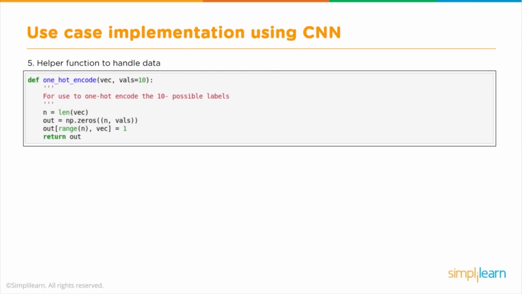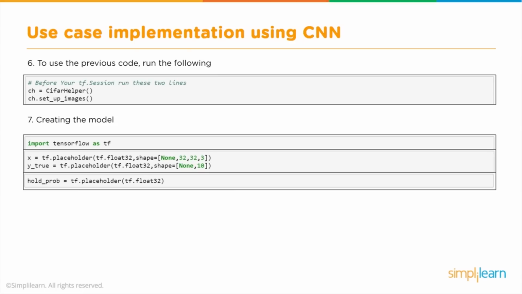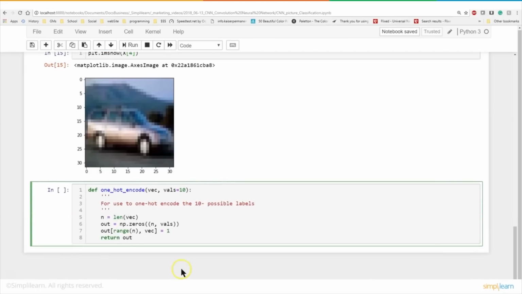So the next step is we're going to start creating some helper functions. We'll start with a one-hot encoder to help us when we're processing the data. Remember that your labels can't just be words. They have to be switched, and we use the one-hot encoder to do that. And then we'll also create a class CIFAR helper, so it's going to have an init and a setup for the images. And then finally we'll go ahead and run that code so you can see what that looks like. And then we get into the fun part where we're actually going to start creating our model, our actual neural network model. So let's start by creating our one-hot encoder.